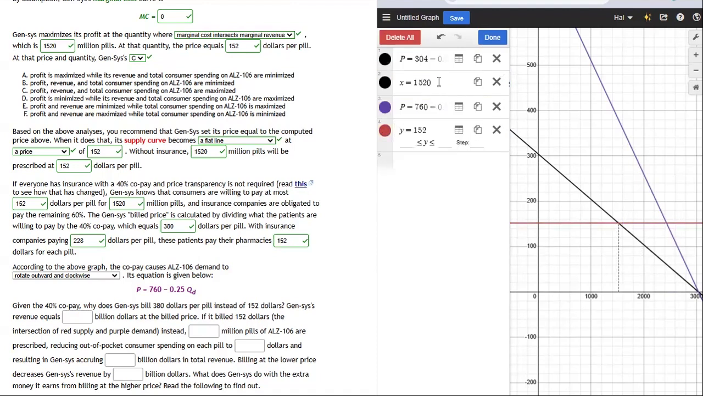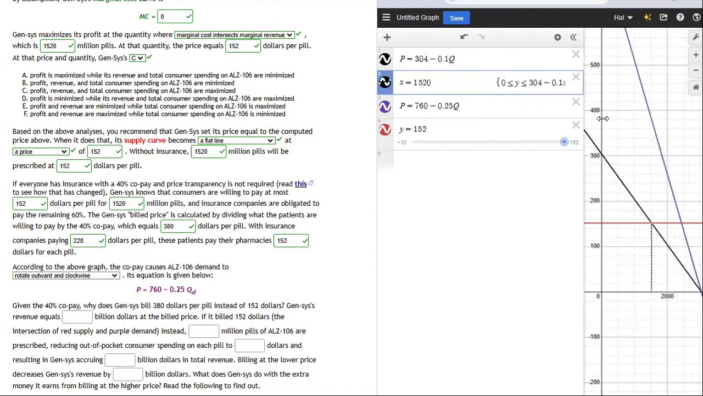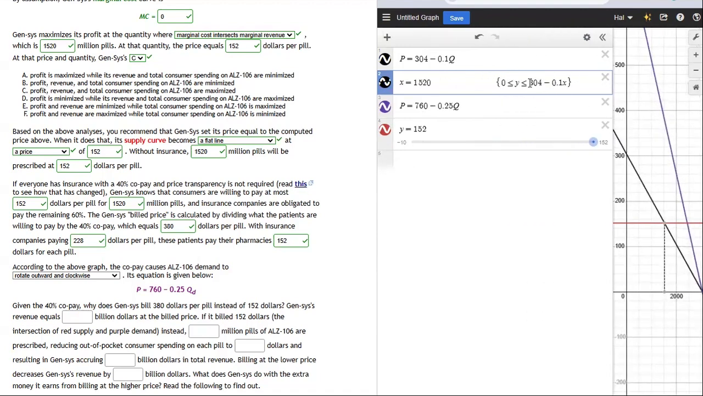I'm going to go up here to line 2. I'm going to expand this out here. I'm going to change the 304 to 760, the intercept of our new demand curve. And I'm going to change the 0.1 to 0.25, the slope of our new demand curve. And then I'll squeeze this back down.